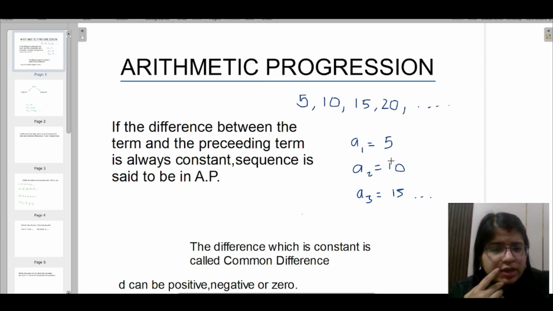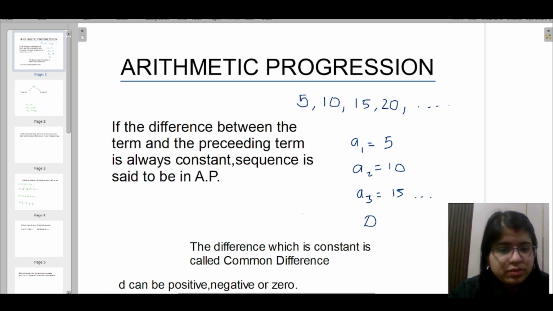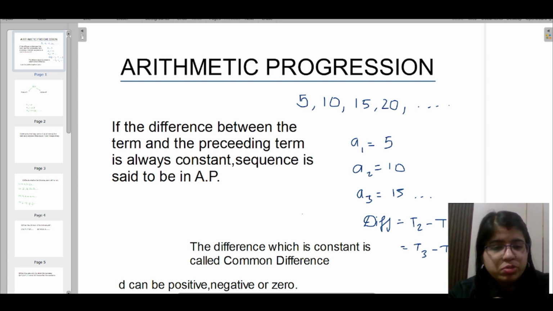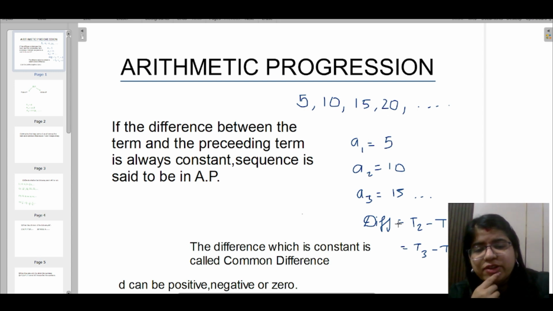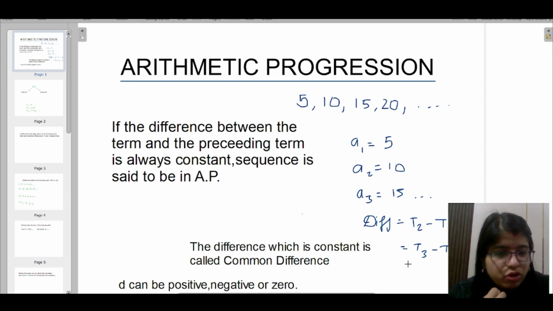When you analyze, can you see the difference between the terms, that is, the second term and the first term? The difference between the second term and the first term is how much? 10 minus 5 is equal to 5. Then what will be the difference between the third term and the second term? It is going to be 15 minus 10, so again it's 5. The fourth term is 20 and the third term is 15. Again when you take the difference we will have 5. So what can we say? The difference is always coming to be a constant number.